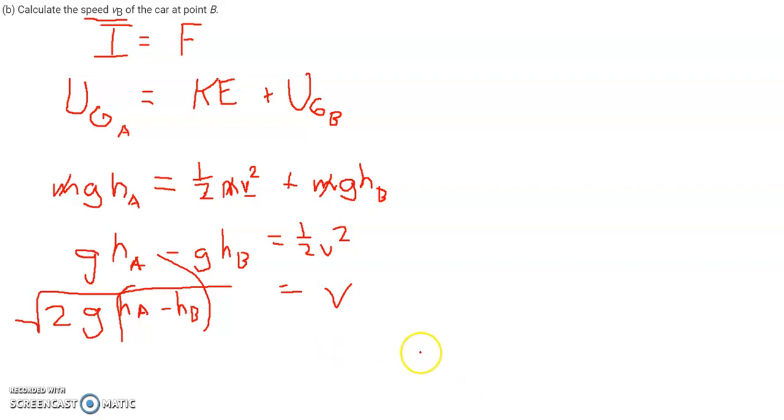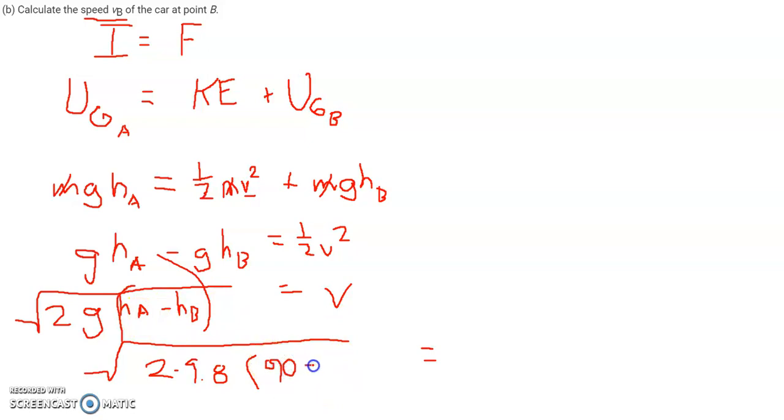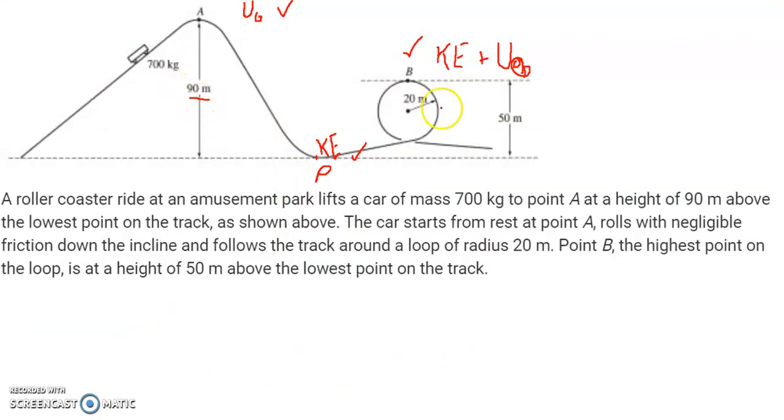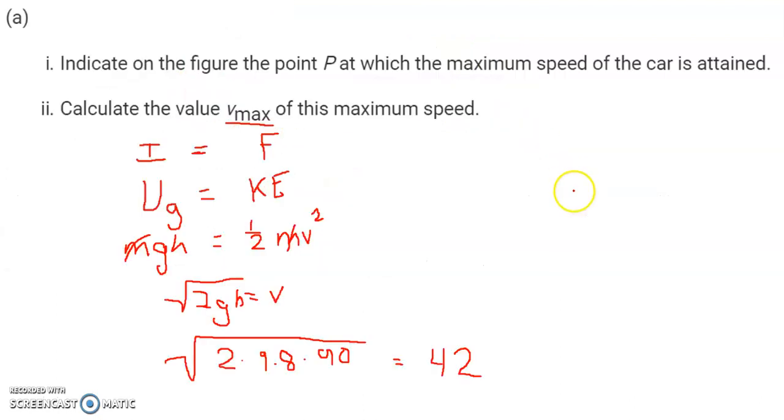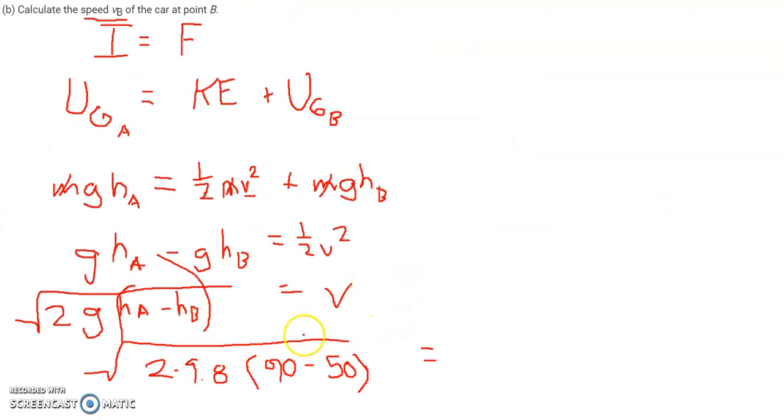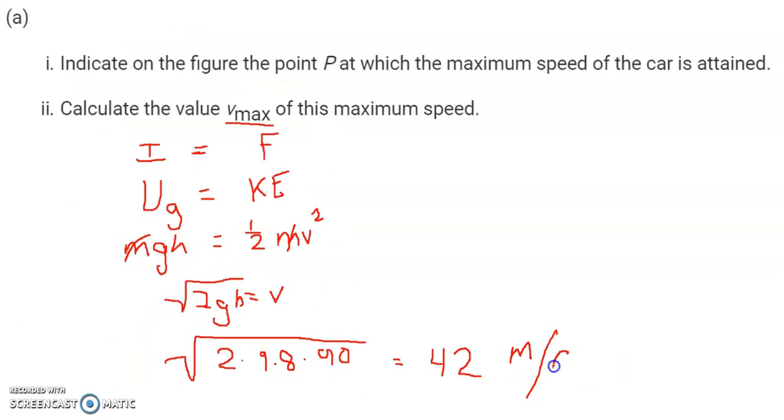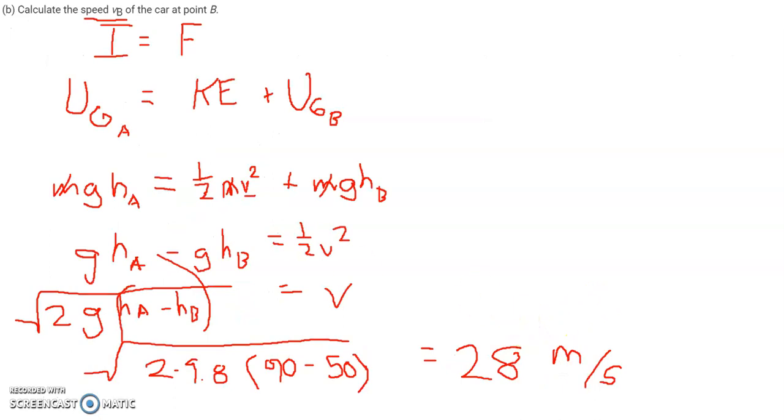And this is 2 square rooted equals v. Okay. That means that this is the square root of 2 times 9.8, or you can use 10, times the height of A was 90, and the height of B was 50. Let me just check to make sure that's right. Yeah, height of A is 90, height of B is 50. And this came out to about 28. And this is a velocity, so it's meters per second. I forgot to put that on the other one. Don't forget your units. Perfect, so that's how fast the car is moving at point B.